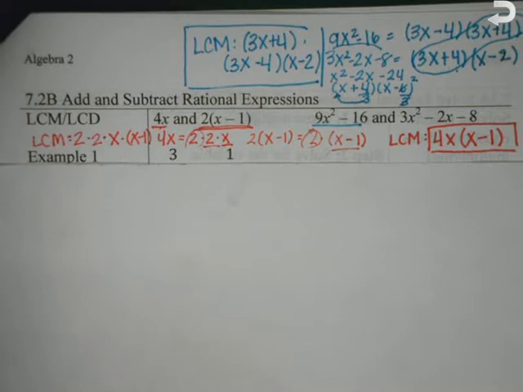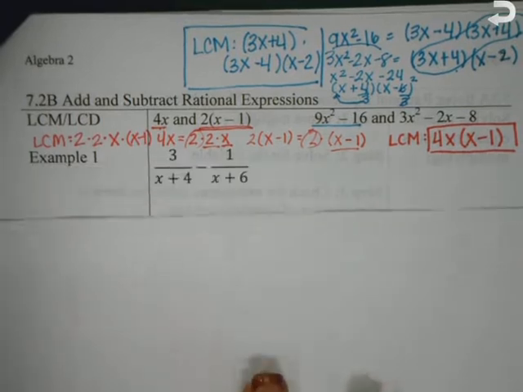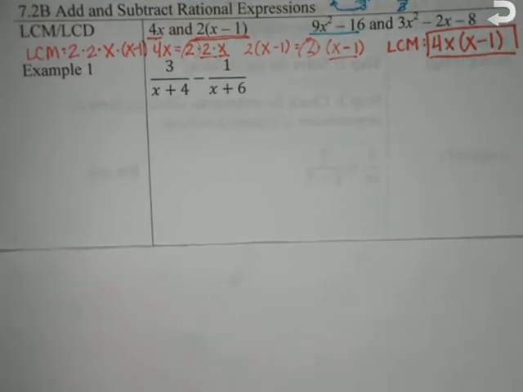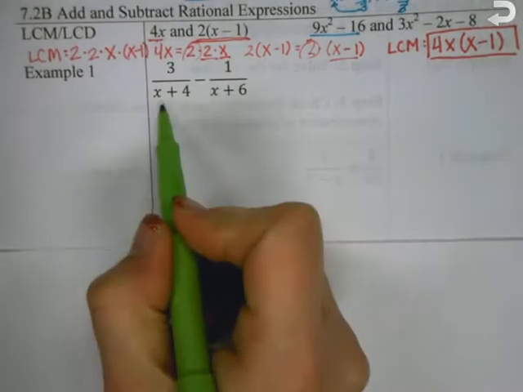Okay? And then after that, everything about adding these things is exactly the same, just like we've been doing since 5th grade when we've been making common denominators. Okay? Our denominators are just a little bit more complicated now. So let's look at example 1 here. I have 3 over x plus 4 minus 1 over x plus 6. Okay, so looking at this one, we can't subtract these because we don't have common denominators.